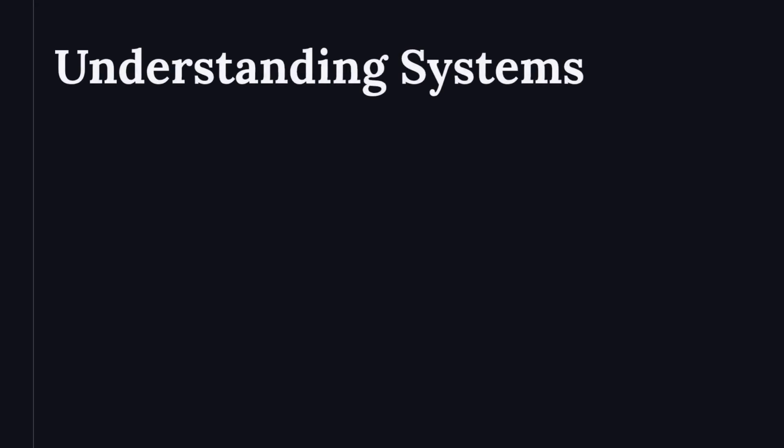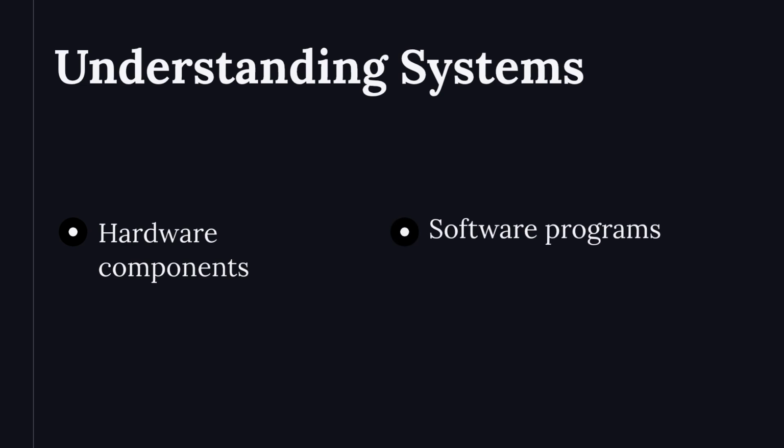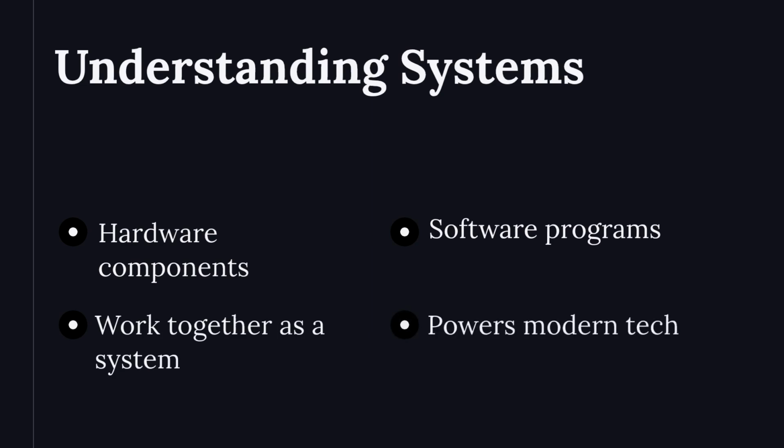Understanding computer systems requires knowing key terms. Hardware refers to physical components. Software includes programs that run on computers. Both work together to form a system. This synergy powers modern technology.